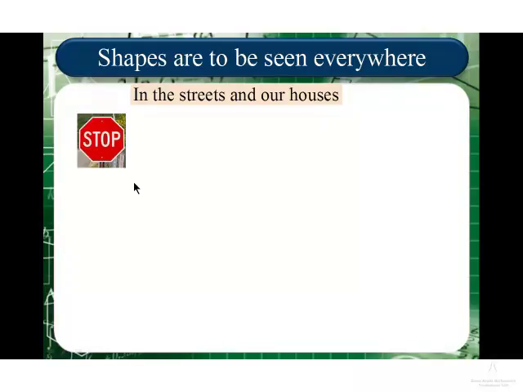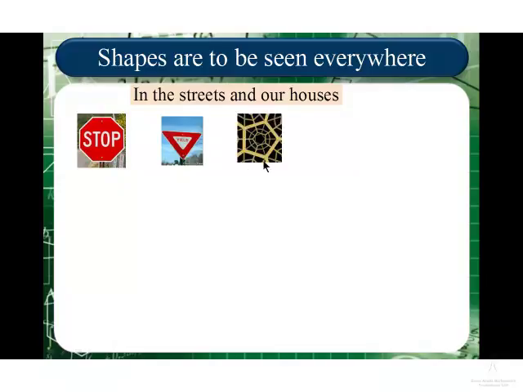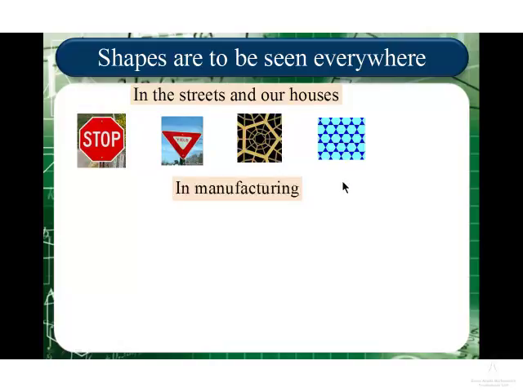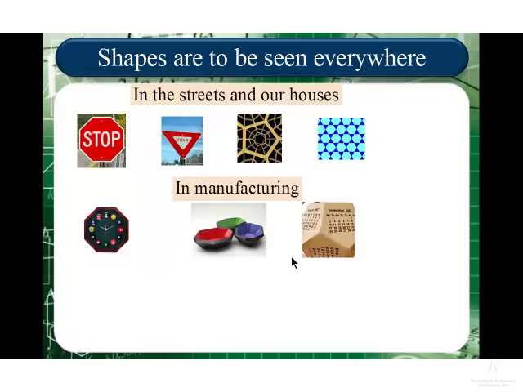For example, look at the shape of a stop sign in the street, or the yield sign, or the web of a spider. And what about the tiling on a floor? We do see lots and lots of shapes, familiar shapes in manufacturing. Here we have a clock that is manufactured, and there is a certain shape that we associate immediately with it. Some other items from manufacturing, even calendars, some three-dimensional shapes as well.